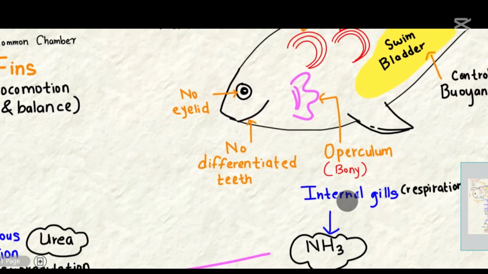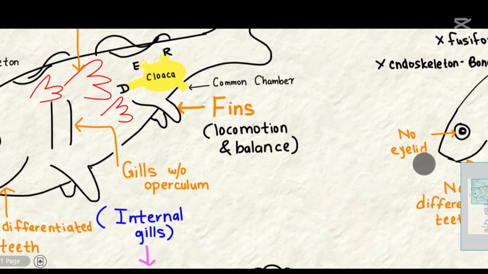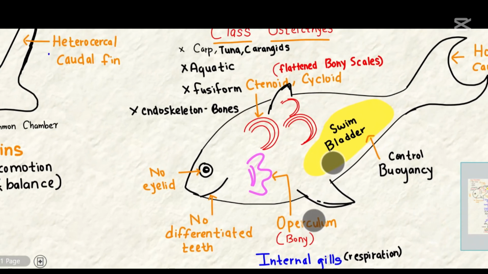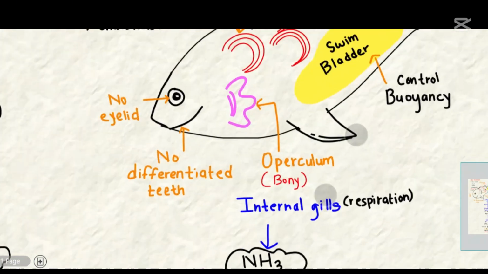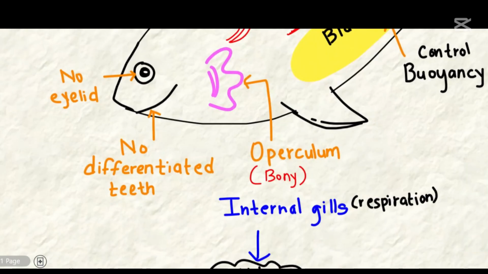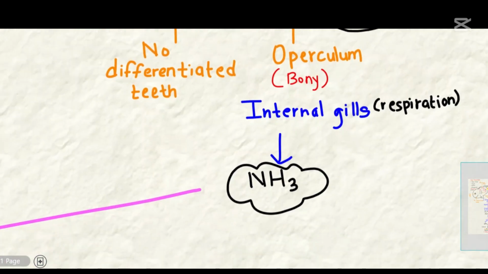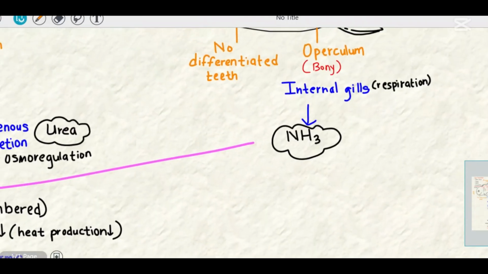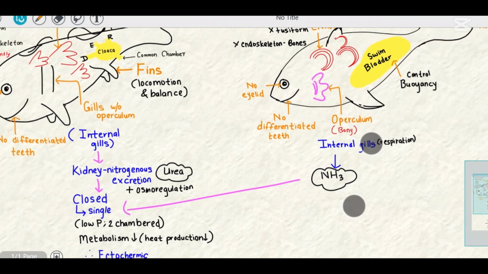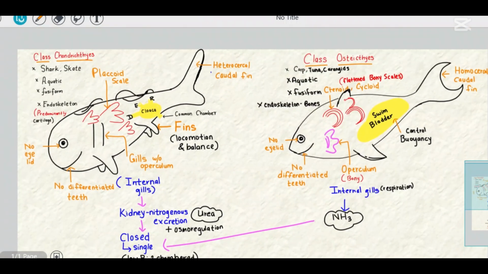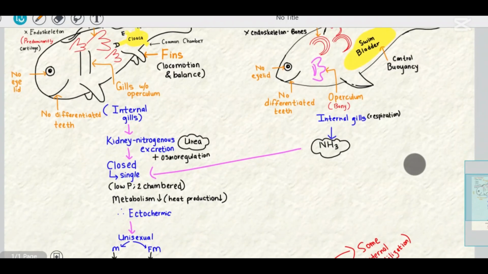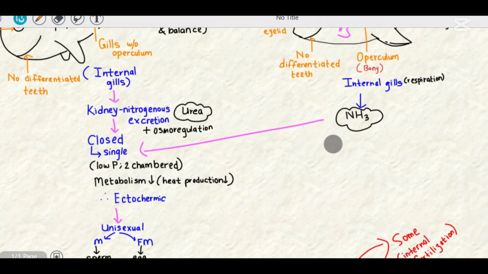And then you can say they have gills, just like Chondrichtyes. They have gills, but they have an operculum. An operculum is a special feature that you can see in class Osteichtyes. So this operculum is also a bony flap. This operculum can also grow with the size of the fish. Then they have the internal gills for respiration and then the excretion. So then you have ammonia, which is a nitrogenous excretory product. So you can see the difference that class Chondrichtyes is going to excrete urea, whereas class Osteichtyes is going to excrete ammonia.